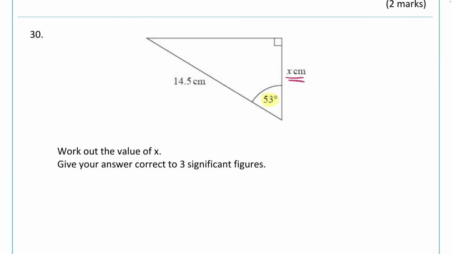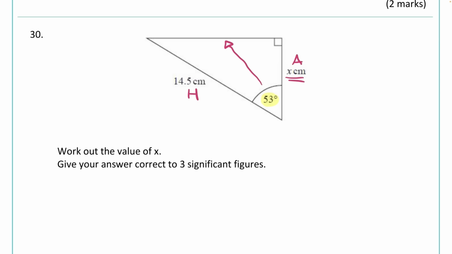So with SOHCAHTOA, we need to label the sides. So for this one, opposite the angle, we have not been given it and we're not looking for it. So I'm not going to label that one. We have the hypotenuse, which is the longest side, and as that other side there, which we've got the arrow pointing to, is the opposite, this will be the adjacent.